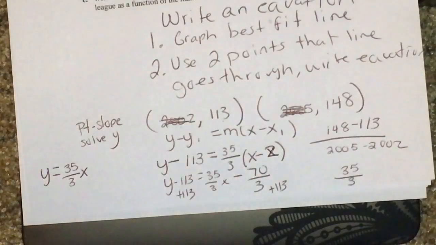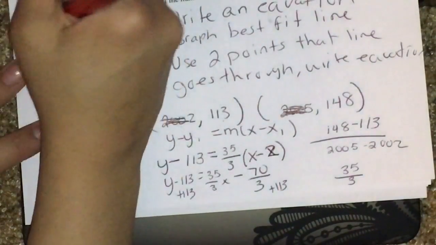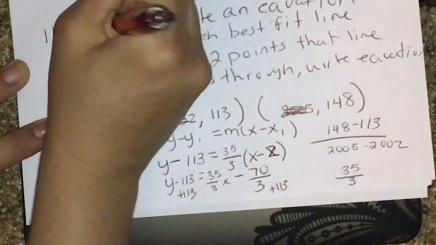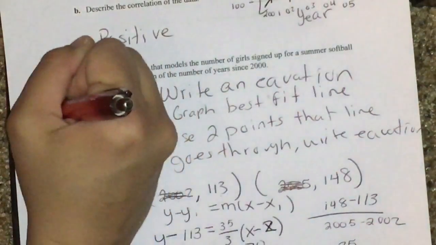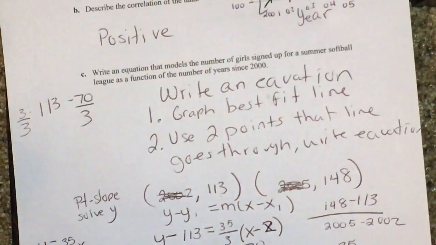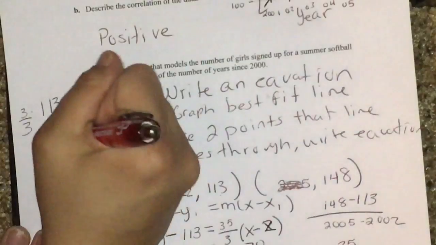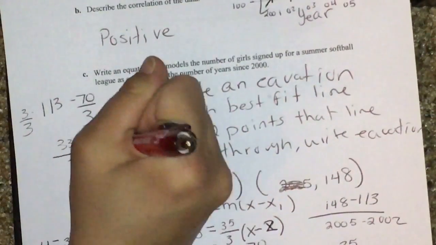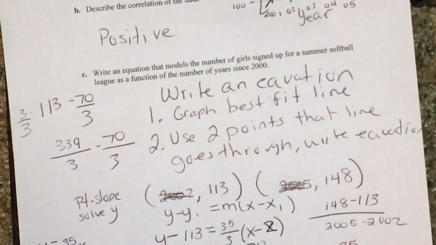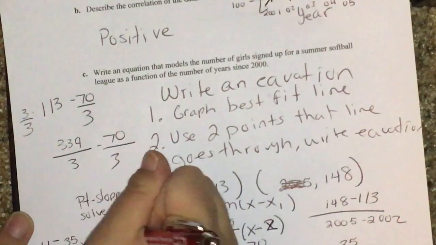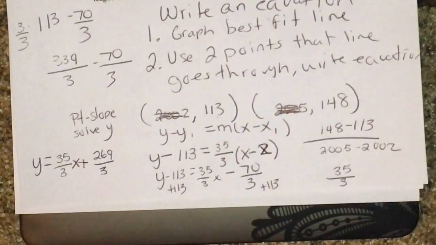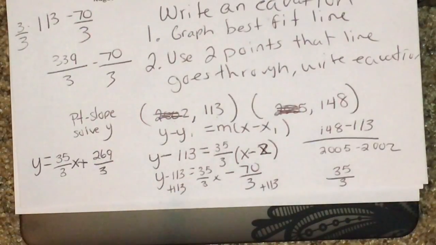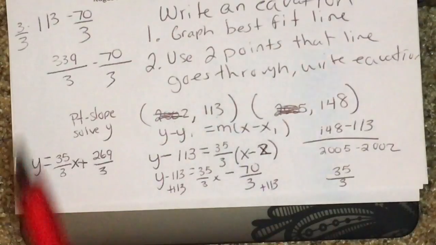In order to subtract those, we need to get a common denominator. 113 minus 70 over 3. My common denominator is going to be 3. So I multiply by 3 over 3. 113 times 3 is 339 minus 70 over 3 is 269. So my final answer is going to be y equals 35 over 3x plus 269 over 3.